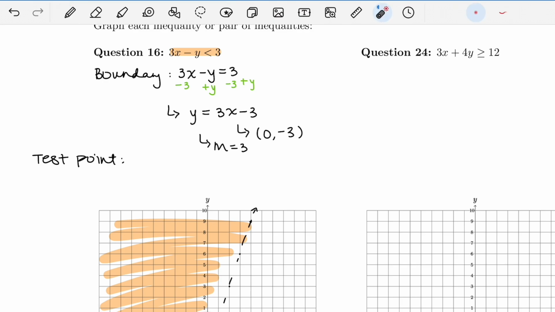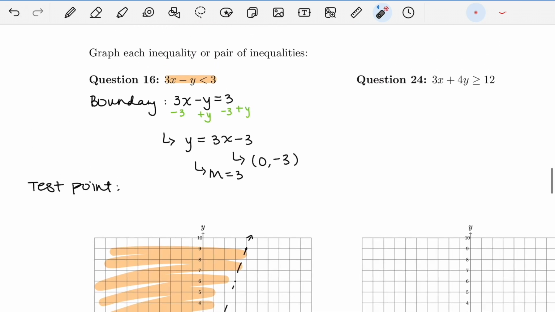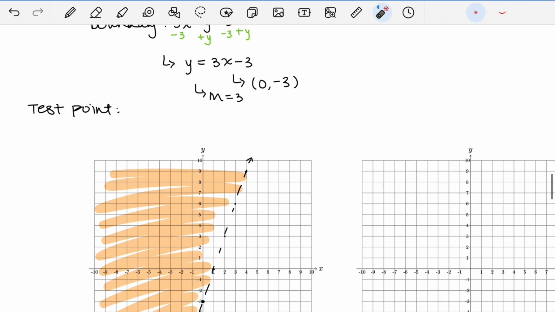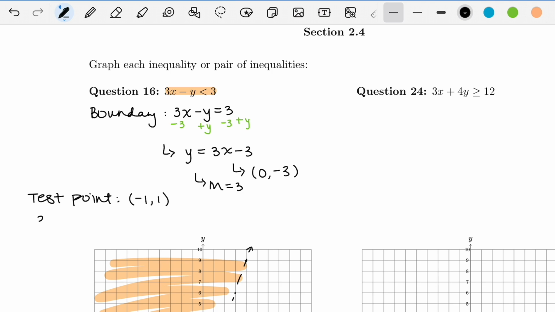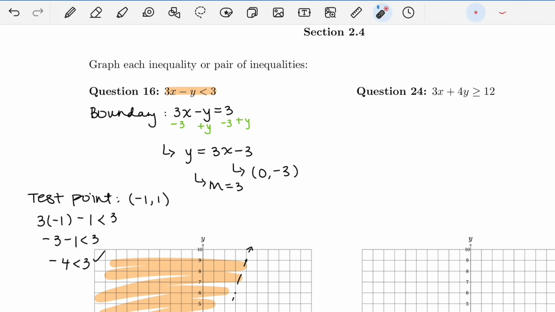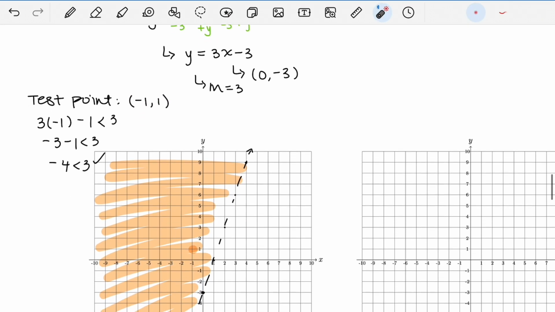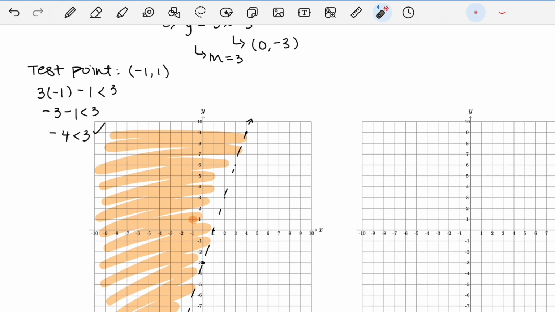So we can pick some ordered pair in this region and make sure that it does make this statement true. So for example here, let's pick negative 1 comma 1. Let's pick this test point. So we'll highlight that one there. So plugging this into our inequality here, we're going to have 3 times negative 1 minus 1 is less than 3. This is going to be negative 3 minus 1, which we know is going to be less than 3 because this is negative 4. Okay, so that is a test point in this region that'll make this inequality true. And so that's all we're looking for in this case.